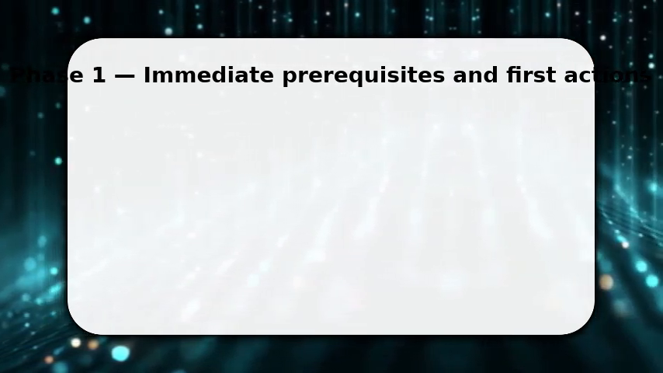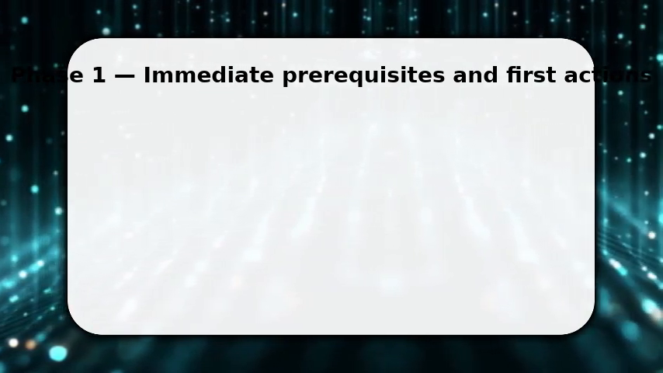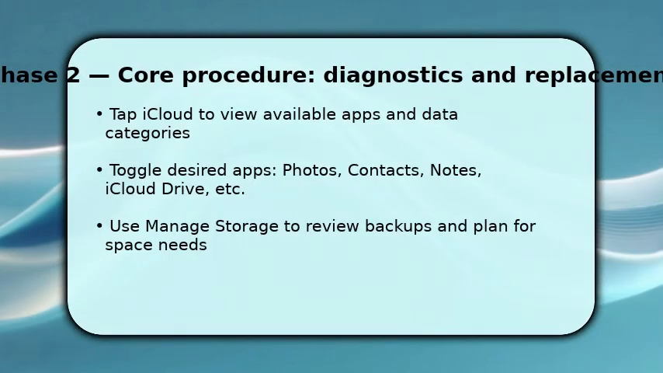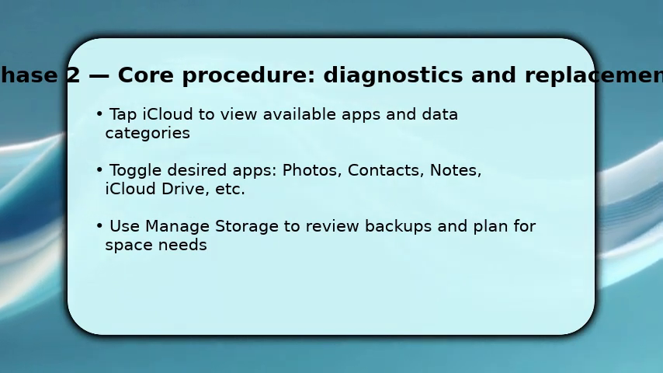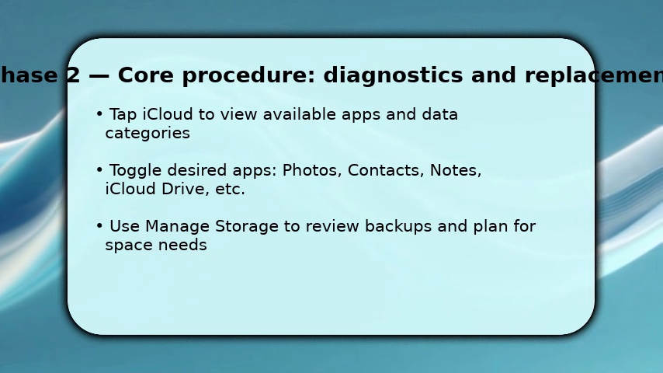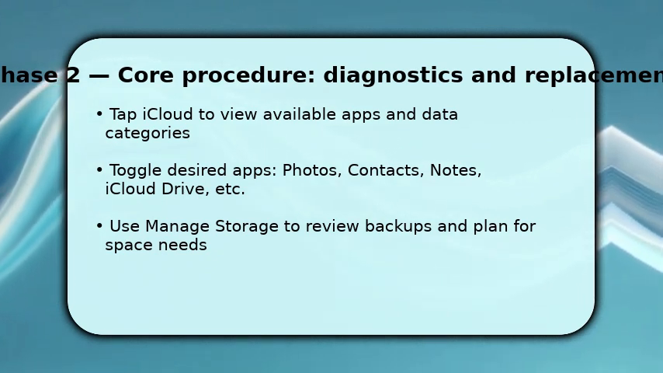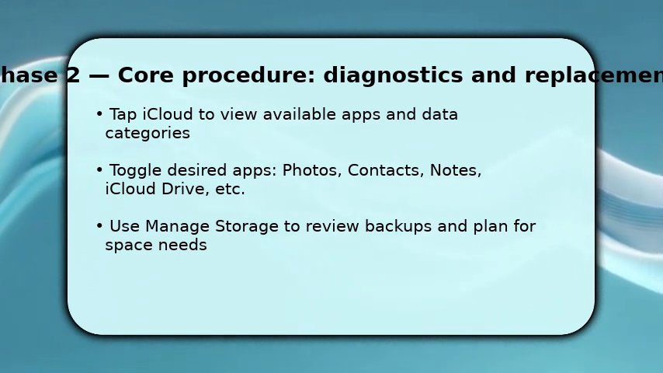Once done, you'll see iCloud listed. That's where you enable syncing. Do this now so you can select which apps and data use iCloud next. Once you tap iCloud, you'll see a list of apps and data categories you can sync. You should toggle on the items you want backed up: Photos, Contacts, Notes, iCloud Drive, because toggling controls what is uploaded and kept current across devices.